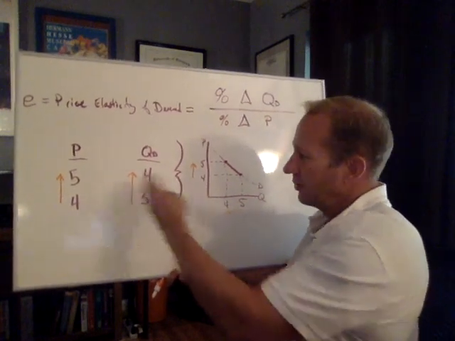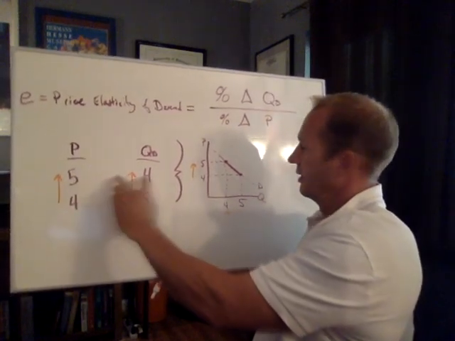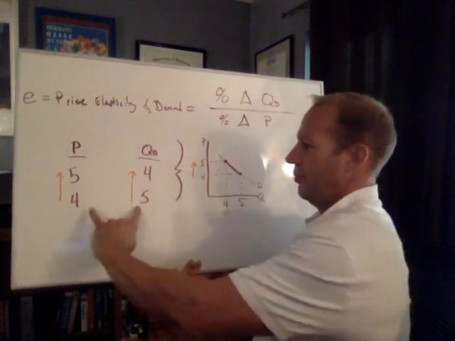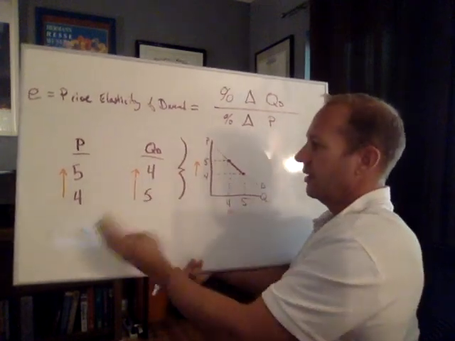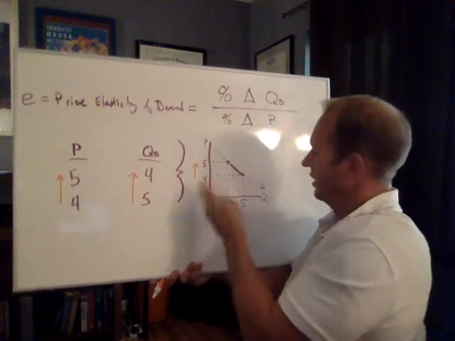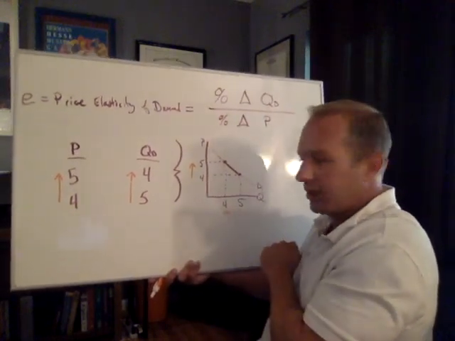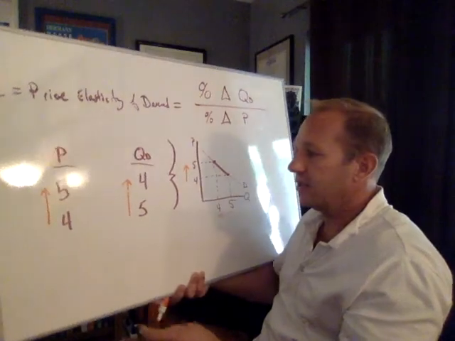So this point is this point, and this point is this point. These are just ordered pairs. We're moving this way in the ordered pairs, and that's the outcome over here. So let's now calculate our price elasticity of demand.